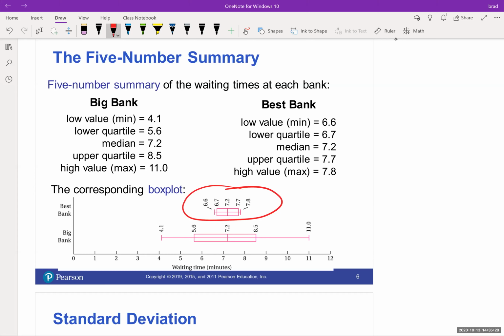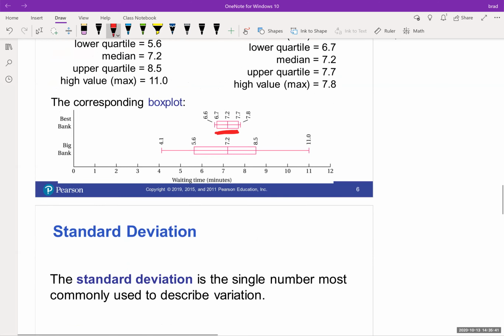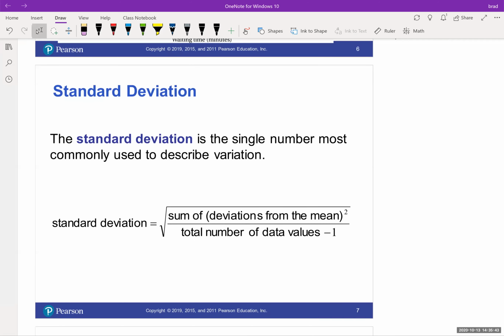In here, you kind of know that it's between 6 to 8 minutes, somewhere in there, and there's really not a big variation in that. There's not a lot of spread, and that's what the box plot is trying to show you with it being so clumped up like this. Okay. Standard deviation is the single number most commonly used to describe variation.